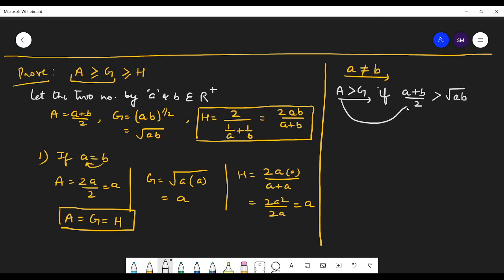I put the value of A and put the value of G. Geometric mean and arithmetic mean. A is greater than G if (A plus B) by 2 is greater than under the root AB. Agreed? Yes, sir. Now, can you prove that this is true? Okay, you have to prove that this is true.